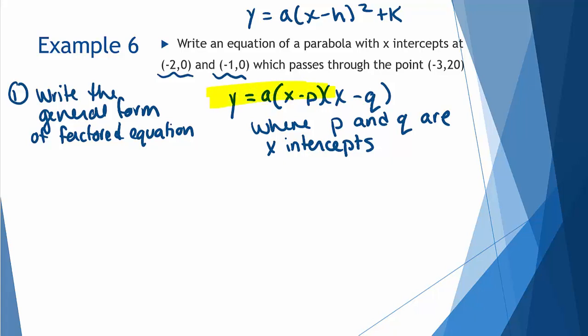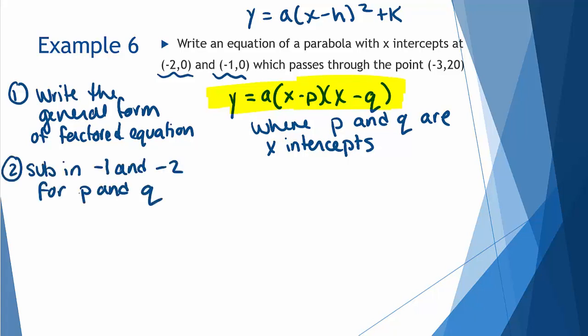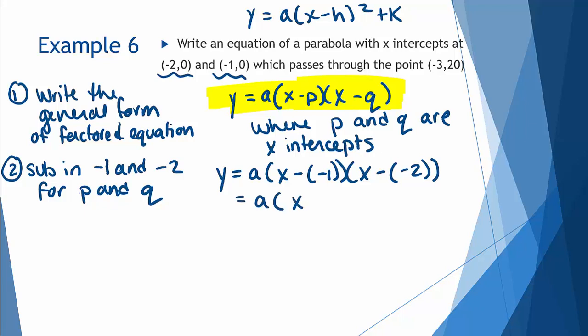Here is our general form, where p and q are our x-intercepts. So in this case, they would be -2 and -1. So the next thing we're going to do is sub in -1 and -2 for our p and q. We'll leave everything else the same, x minus -1 and x minus -2. And then we will simplify this because we have a minus and a negative.